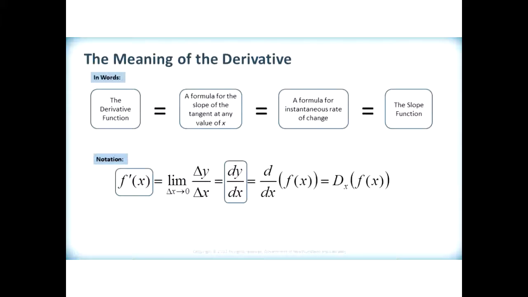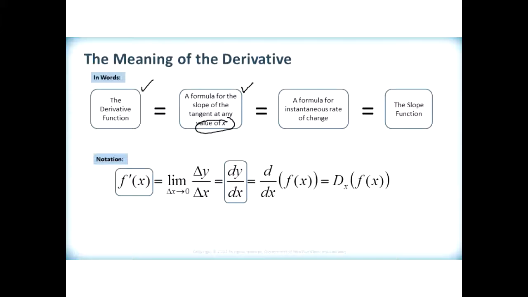Now, we're going to talk a bit here about the meaning of the derivative. We have lots of different words that we use to describe derivatives. We can call it a derivative function, like we just saw. And in the words that we already used, we could call it a formula for the slope of the tangent at any value of x. So any value of x is the key part there.